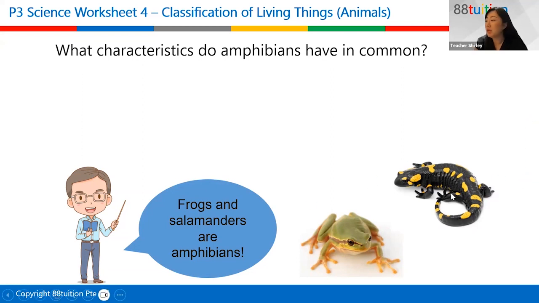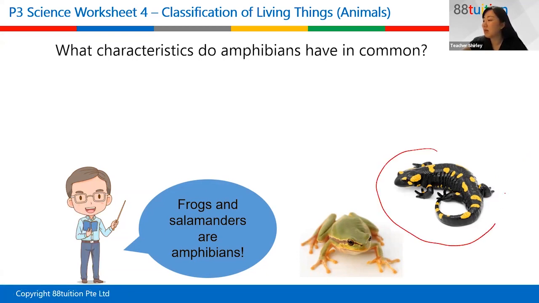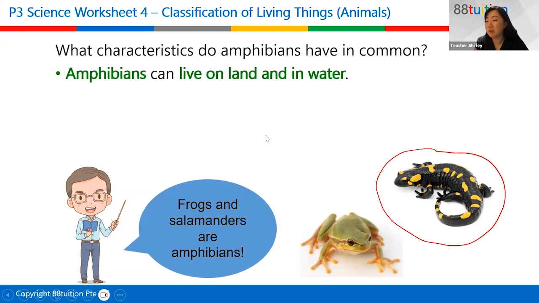Salamander is actually this thing here, which looks like a lizard, but please do not mix them up with lizard. Because salamander is an amphibian, but lizard is a reptile. Lizard is a reptile. Salamander is an amphibian. So you have a frog here.